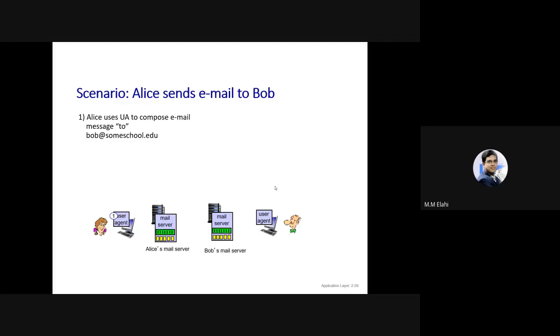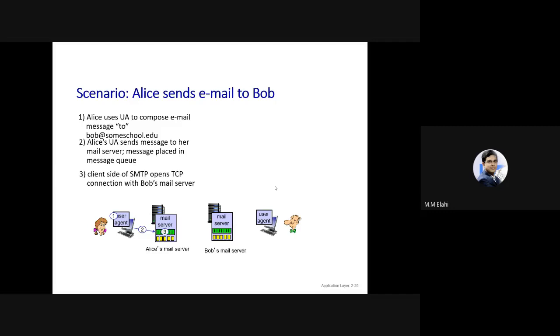So first, in this case, Alice is sending a mail to Bob, and Bob's address is bob@sameschool.edu. So step 2, whenever Alice composes the mail and clicks send, then Alice's user agent sends the mail to the mail server, and the mail server first stores that in the mail server's message queue. Then it says, okay, the destination is sameschool.edu. So that is definitely a mail server.